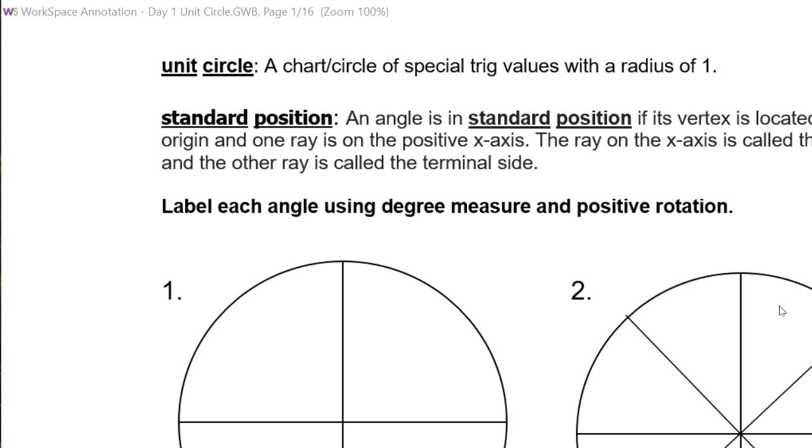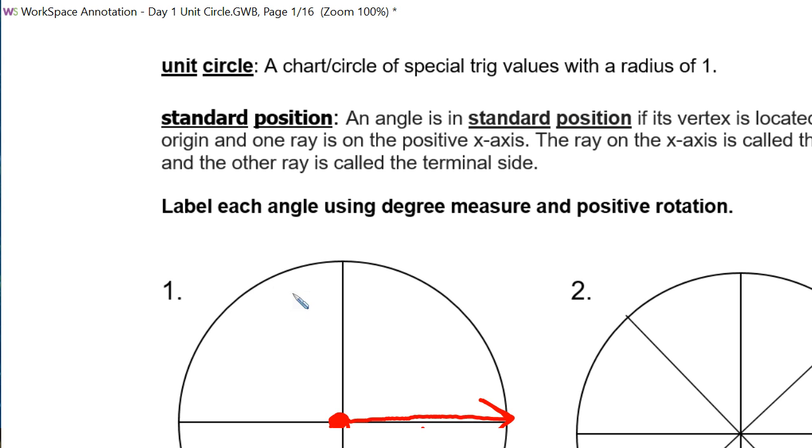Next definition for today is called standard position. And it says an angle is in standard position if its vertex is located at the origin. So here would be the vertex. And one ray is on the positive x-axis. And this ray on the positive x-axis is called the initial side.